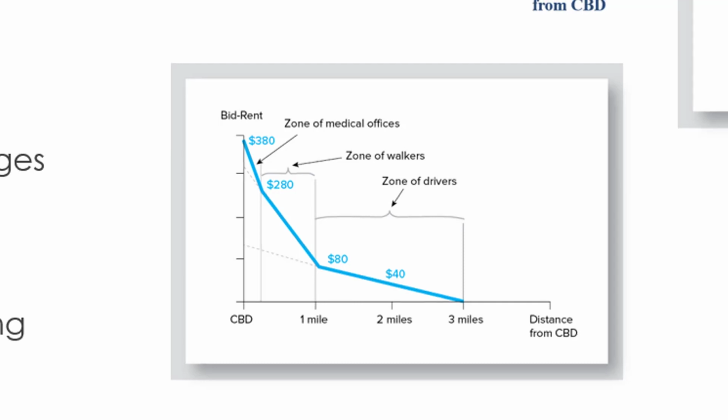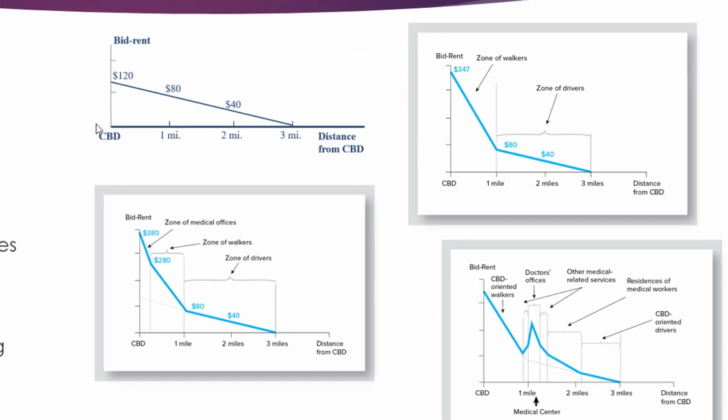So back over here, we've got some drivers that are within the first mile. Over here we have no drivers really within the first mile. As long as there's a sufficient number of walkers, they will bid up the cost of living and renting in that first mile to a much higher level than drivers are willing to pay. Similarly, in this little area down here, the medical workers are going to be willing to bid higher amounts for the land use in that close-in area.